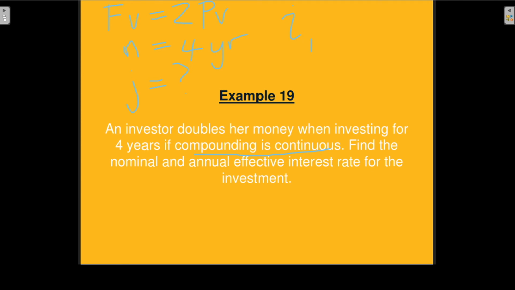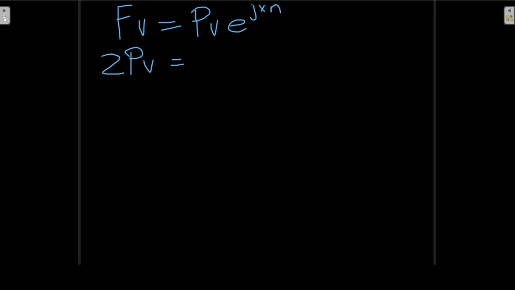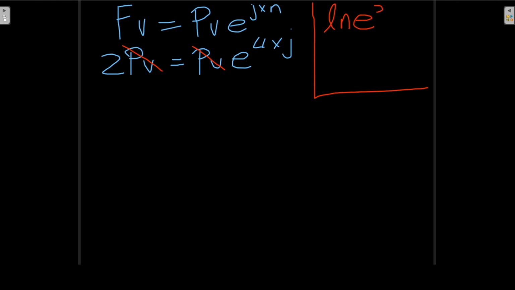Okay, so let's first find the value of J. We make use of the formula for continuous compounding, so the future value... and we know that the future value is 2 times the present value. And we know that our N is 4, so I can write this as 4 times J. Now the present values will cancel out. And then we must make use of the following result. The result is that the ln of e to the x is equal to x.